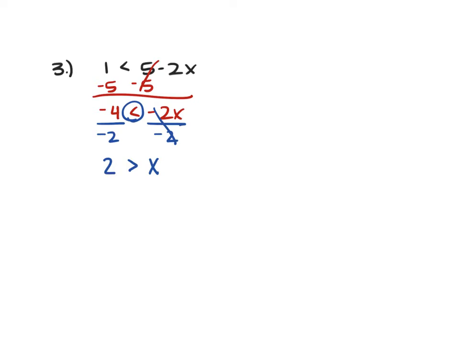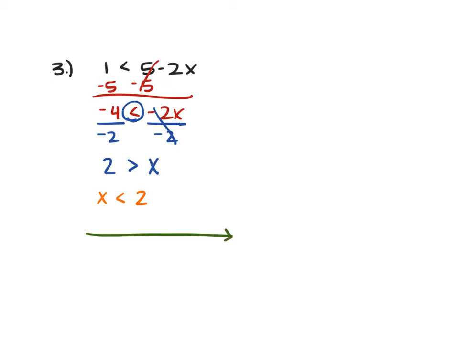Now, this inequality does not have my variable first, so I'm just going to rewrite it so that my variable comes first, so it's a lot easier for me to see which way my line is running. If my variable comes first, I'm going to have x. My sign is open to the 2. It's going to stay open to 2, so x is less than 2.